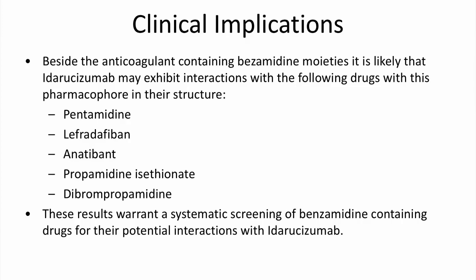So the clinical implication we can infer based on this observation is that besides the anticoagulants containing benzamidine moieties, it is likely that idarucizumab may also exhibit interactions with the following drugs with the pharmacophore in their structure containing benzamidine: pentamidine, lefradafiban, and the anatrivant, propamidine drugs, and other agents. These results warrant a systematic screening of benzamidine-containing drugs for their potential interaction with idarucizumab.